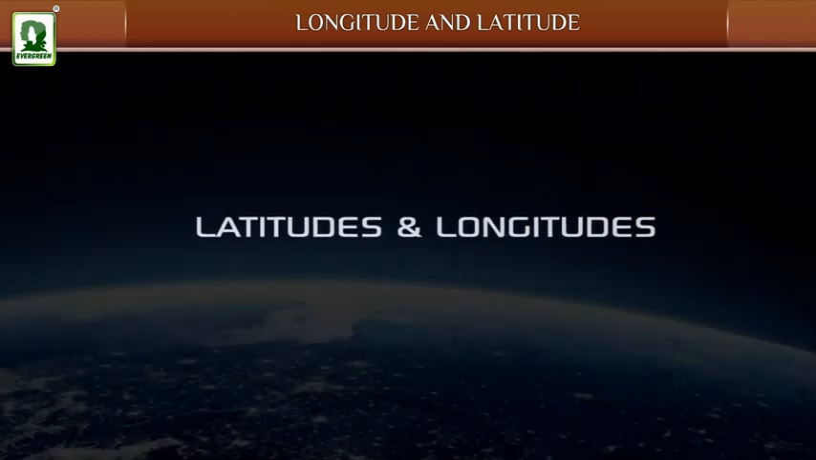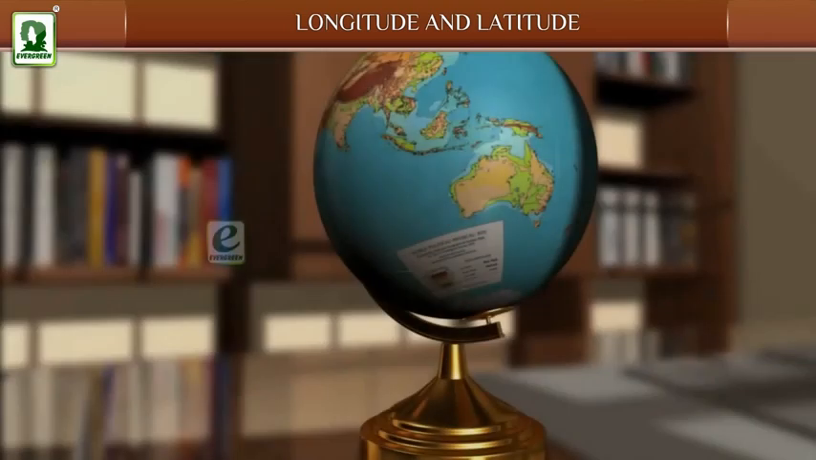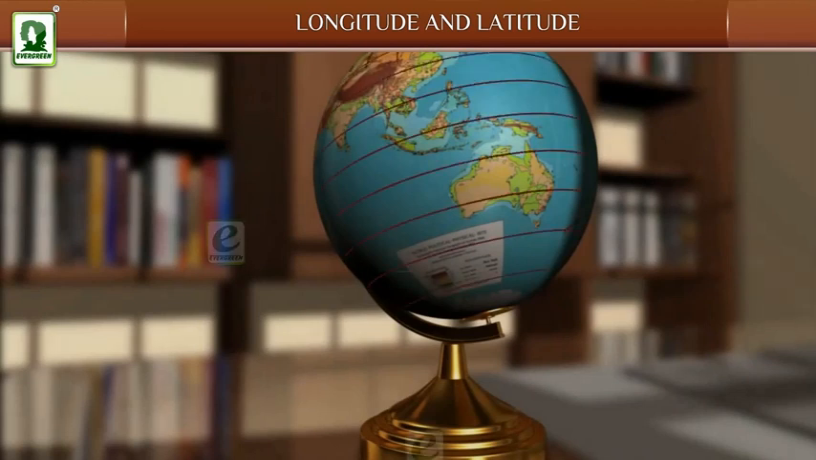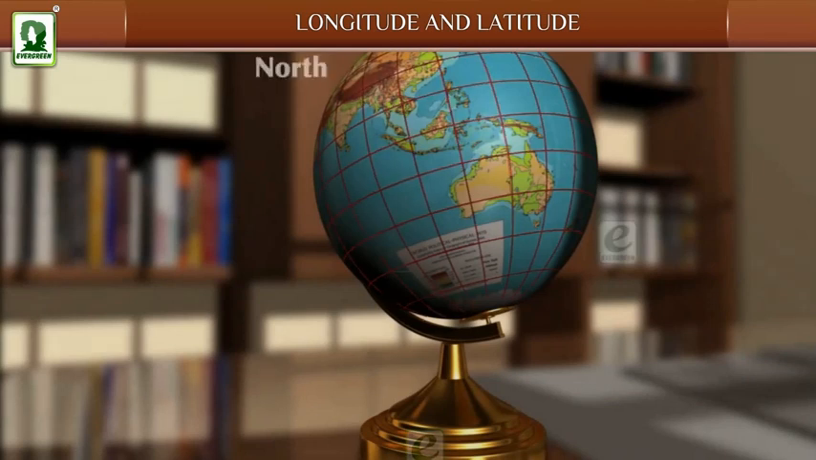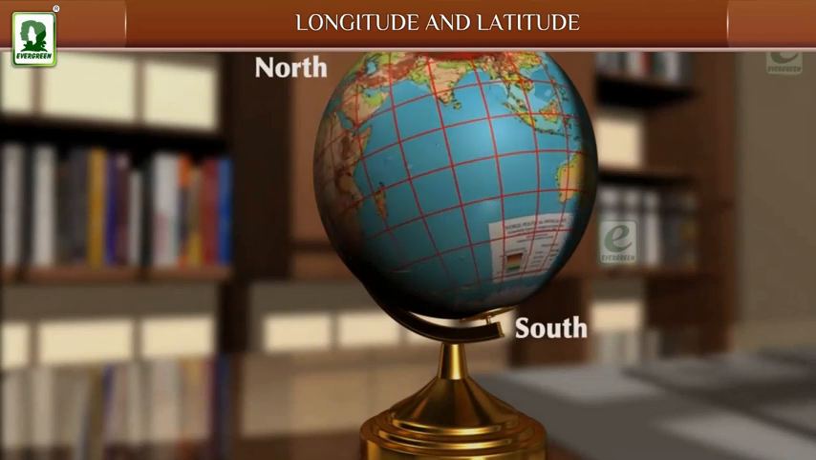Latitudes and longitudes. Since it is difficult to locate a particular place on a sphere, a set of imaginary lines, both horizontal and vertical, have been drawn around the globe. The North Pole and the South Pole are used as reference points.